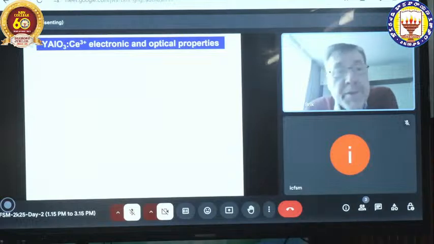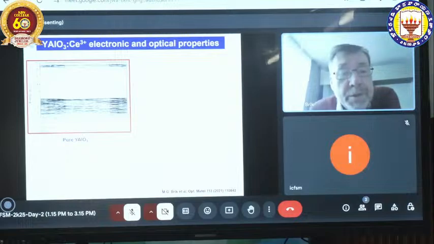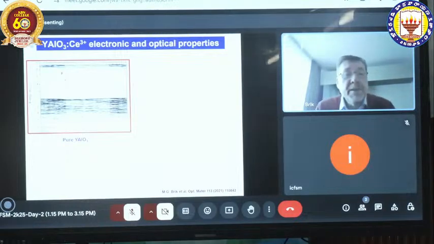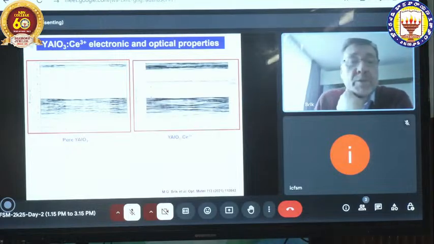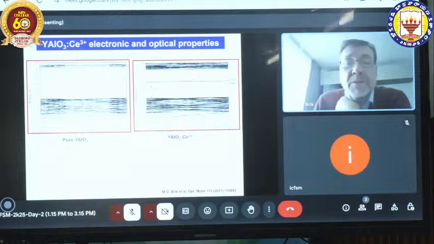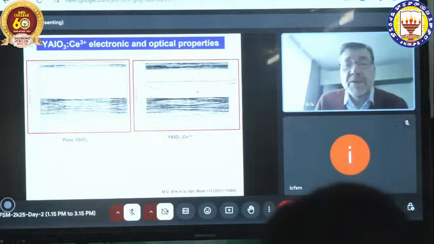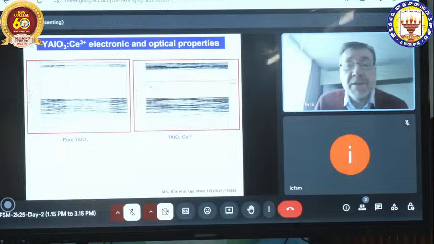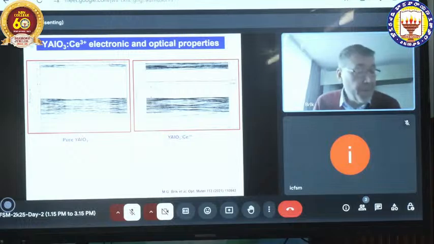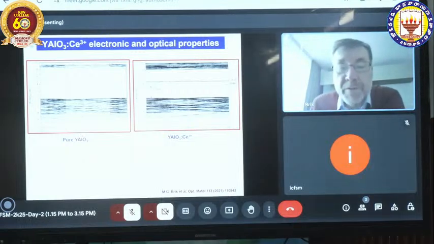Okay, the first example is cerium 3+, which occupies the yttrium site. So this is the bandgap of pure yttrium aluminum perovskite. In the bandgap we have nothing, as it should be. This is the band structure of an ideal crystal. But when we replace one of the ions by a cerium 3+ ion, we start seeing some states in the bandgap. These are cerium 4F states, and the point to be mentioned here is that the ground state of cerium in the bandgap is about 3.5 eV above the top of the valence band.